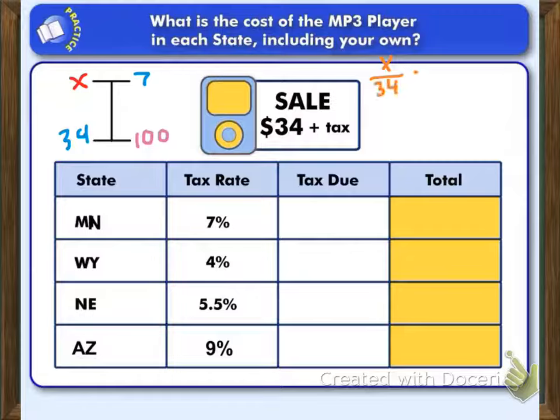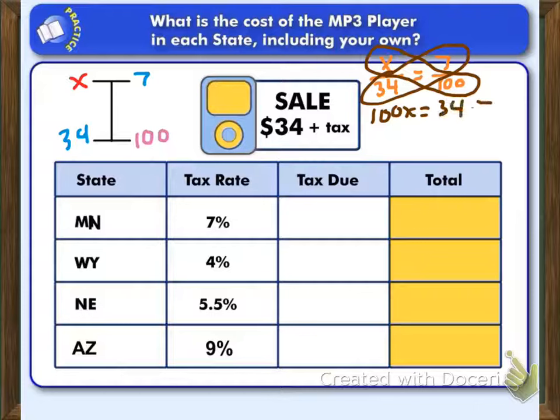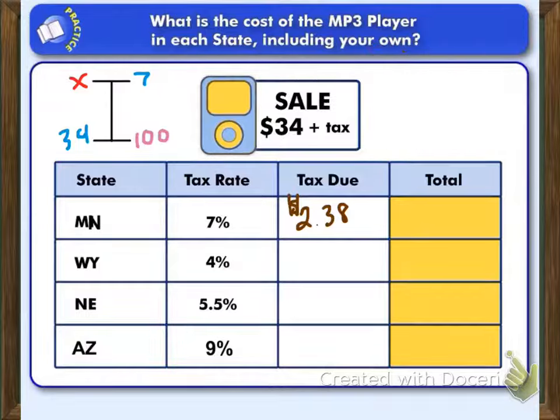When I set up my proportion, I have x over 34 is equal to 7 over 100. And I'm going to cross multiply. So I have 100x is equal to 34 times 7. When I multiply that together, I get 100x is equal to 238. To get x by itself, I have to divide by 100. So I divide by 100, and I come up with $2.38 is my tax.